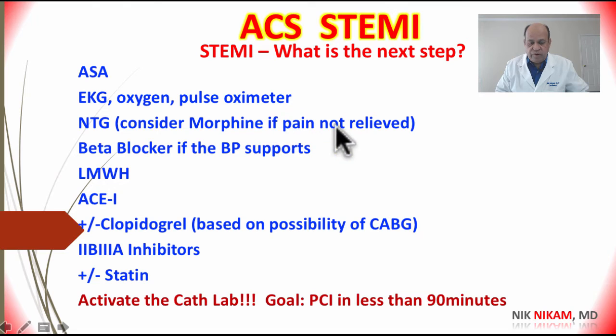Nitroglycerin and morphine for chest pain, beta blockers if the blood pressure supports, low molecular weight heparin. ACE inhibitors can be started immediately after the intervention, and in the immediate, short and long term they need an antiplatelet agent, especially P2Y12 inhibitors. Then we'll talk about high intensity statin.